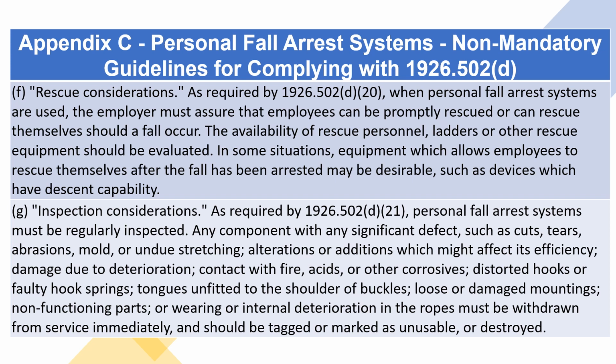G. Inspection considerations. As required by 1926.502(d)(21), personal fall arrest systems must be regularly inspected. Any component with any significant defect, such as cuts, tears, abrasions, mold, or undue stretching, alterations or additions which might affect its efficiency, damage due to deterioration, contact with fire, acids, or other corrosives, distorted hooks or faulty hook springs, tongues unfitted to the shoulder of buckles, loose or damaged mountings, non-functioning parts, or wearing or internal deterioration in the ropes must be withdrawn from service immediately, and should be tagged or marked as unusable or destroyed.